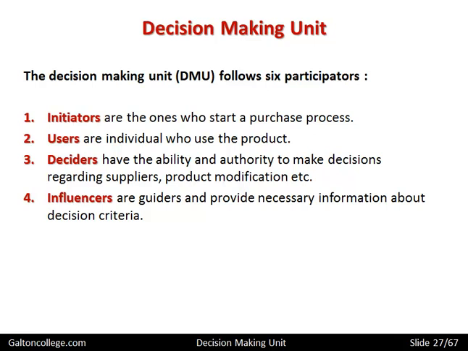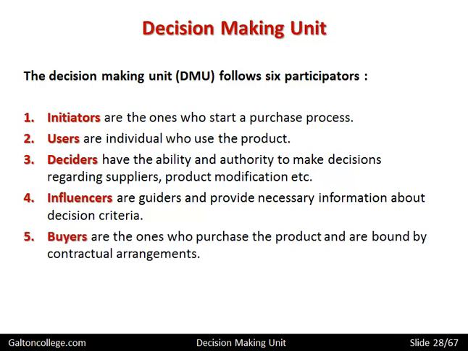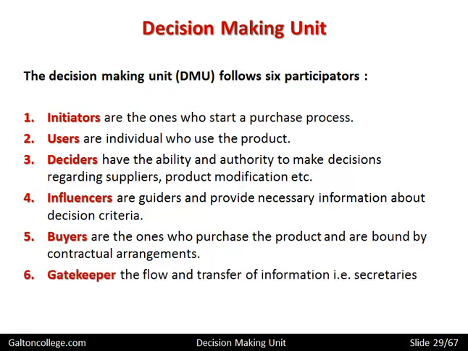Number 4, influencers. These are guiders and provide necessary information about the decision, the ones who influence the decision, for or against. And then we've got the buyers, the ones who purchase the product and are bound by contractual arrangements. These are the ones who actually make the purchase. And we've also got gatekeepers. This is the flow and transfer of information.